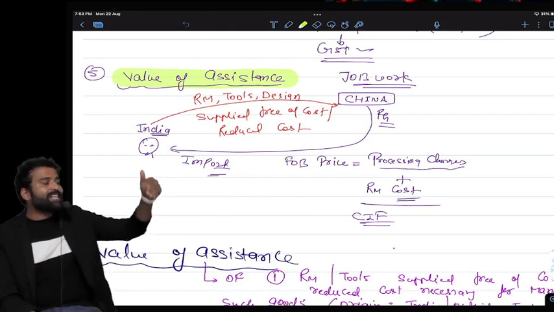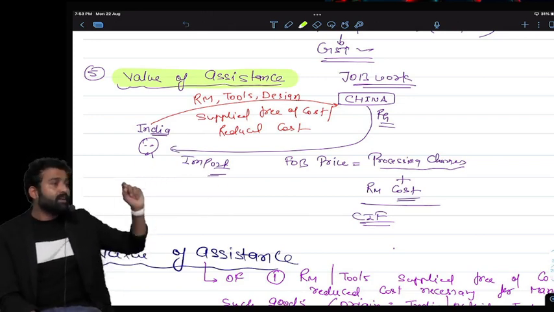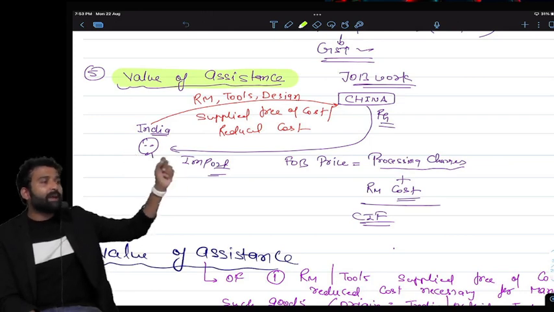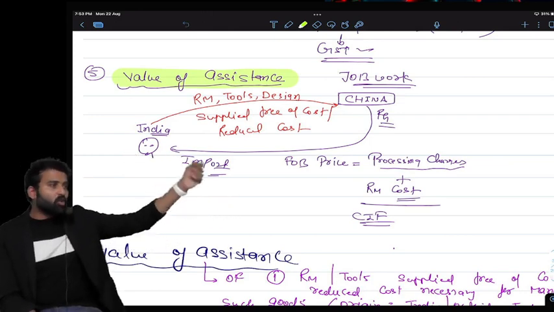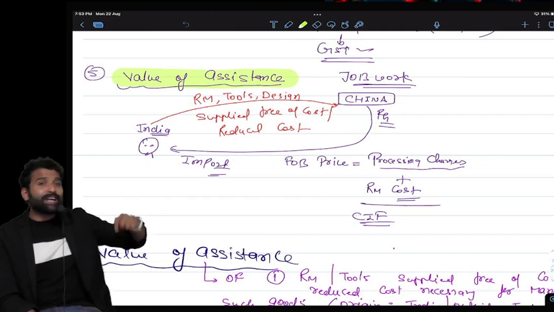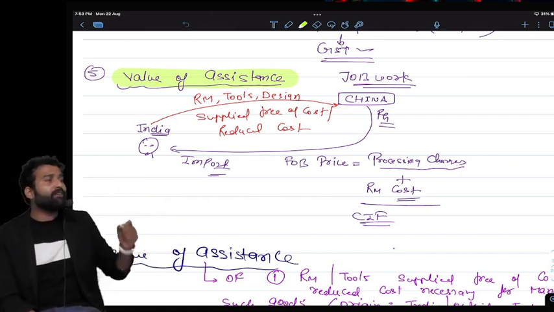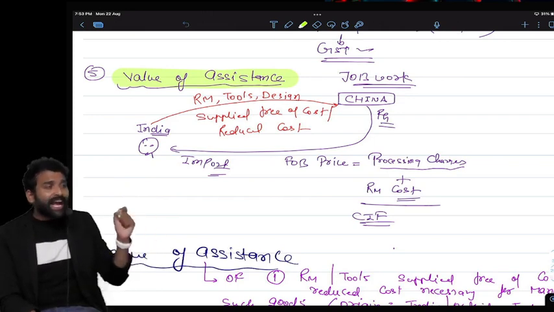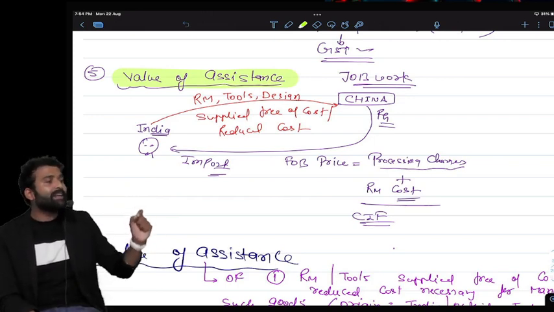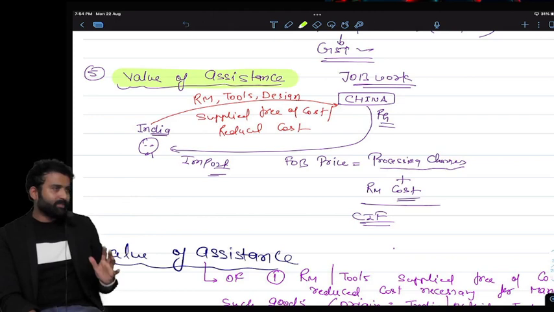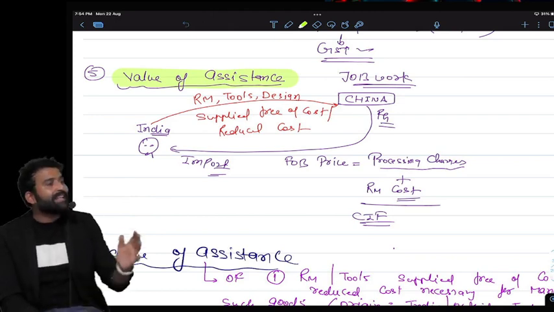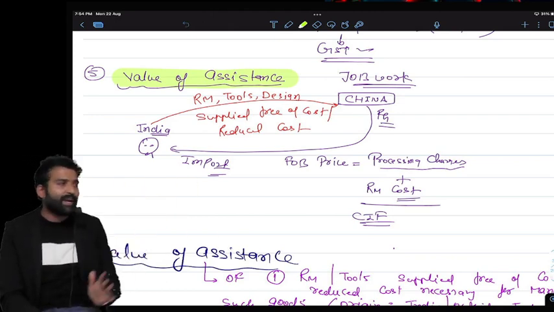But in that case, I have to file a declaration that I will be returning that packing within 6 months. Normally the packing cost will be added, but if there is any returnable packing, then that packing will not be included if I file a declaration that I will export that packing material again within 6 months. If I file that declaration, then that returnable packing will not be added in my cost.